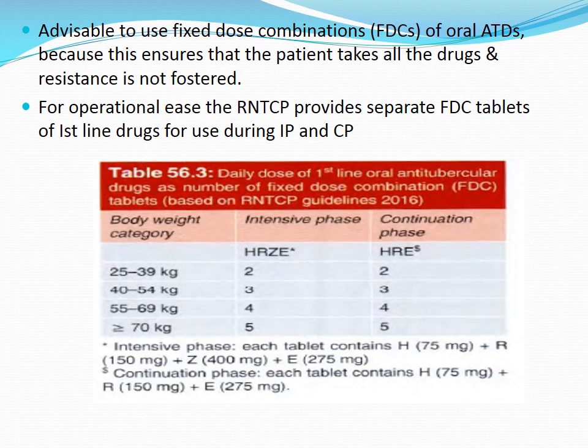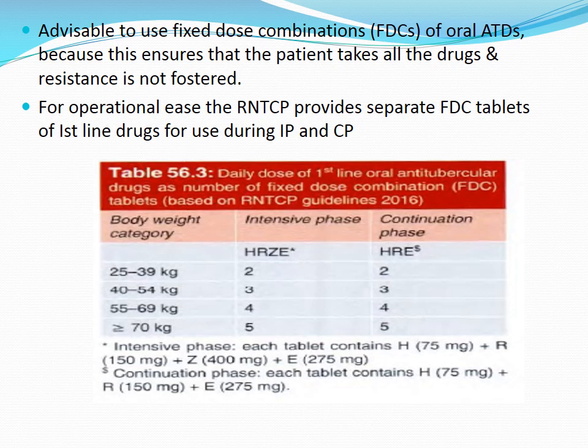Okay, so if you roughly calculate for the 55 to 69 kg, that is the third category, the dose of isoniazid will come 300 milligram, rifampicin 600 milligram, pyrazinamide 1600 milligram, and the ethambutol almost 875 milligram. Okay, so that is our dose we have calculated on a 60 kg basis in the previous slide. So this is all about the doses and fixed dose combination in the drug sensitive tuberculosis.